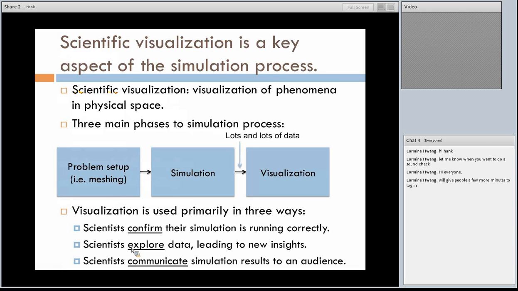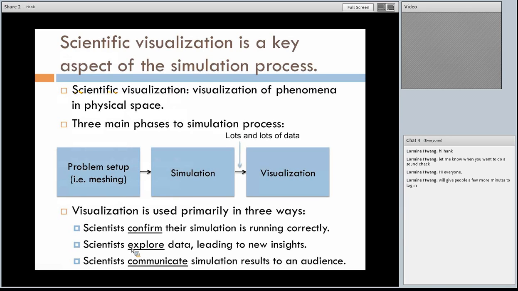The third way is communication, and this is what people often think of when they think of visualization. They think of someone taking a movie and showing it to an audience at a conference. They think about taking an image and putting it in a PowerPoint presentation, or putting the image or maybe a 1D XY plot in a journal paper. So visualization and analysis are really helpful for communicating results to an audience.